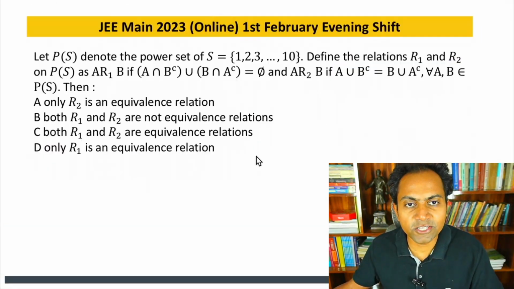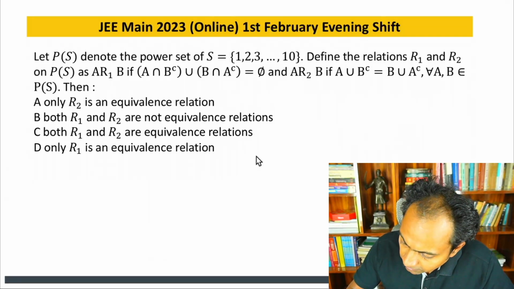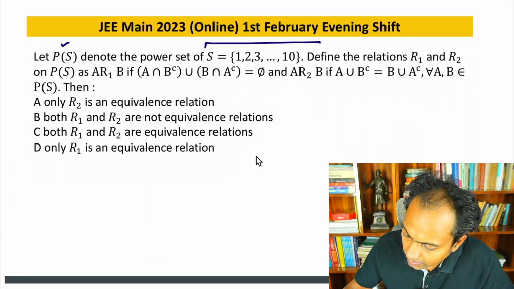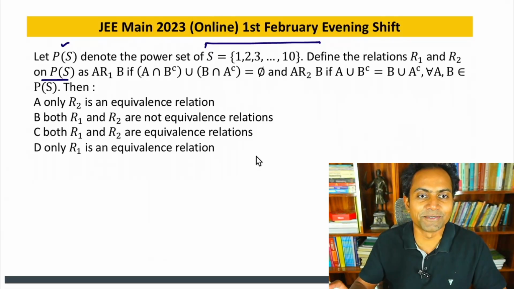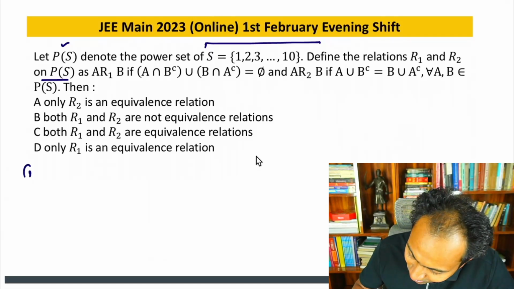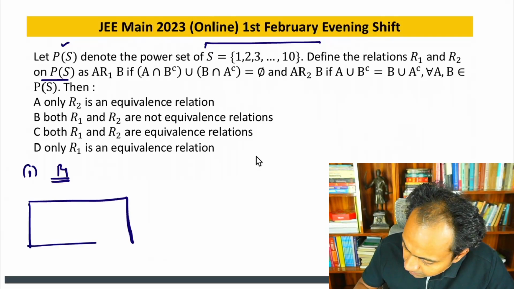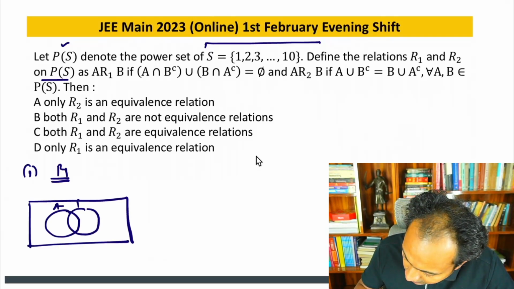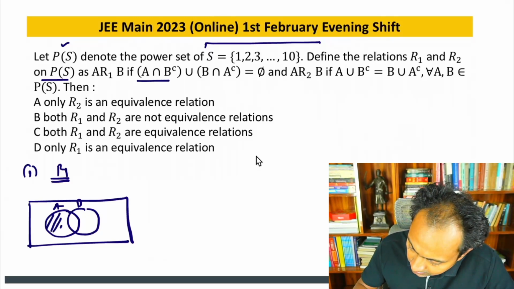Now this very interesting question was asked in 2023. This question says that if PS is a power set over this set S that is given to us, and R1 and R2 are relations again defined on PS. Now all of this will not be required in solving this question. You just need to look into relation 1. What they are saying, if I draw the Venn diagram, this is A, this is B. So what they are saying is A intersection not B, that would mean this portion is equal to this portion.